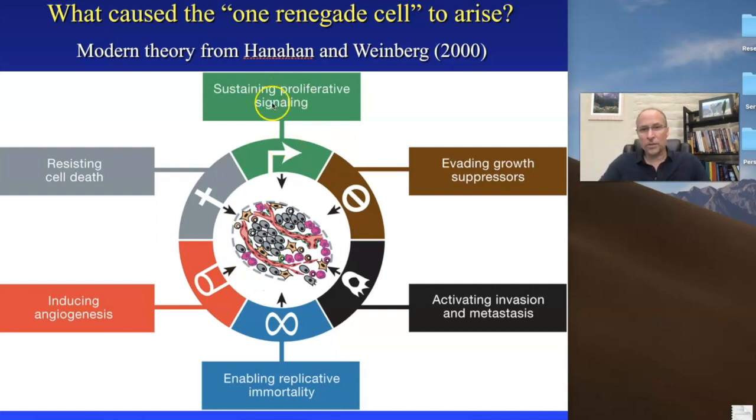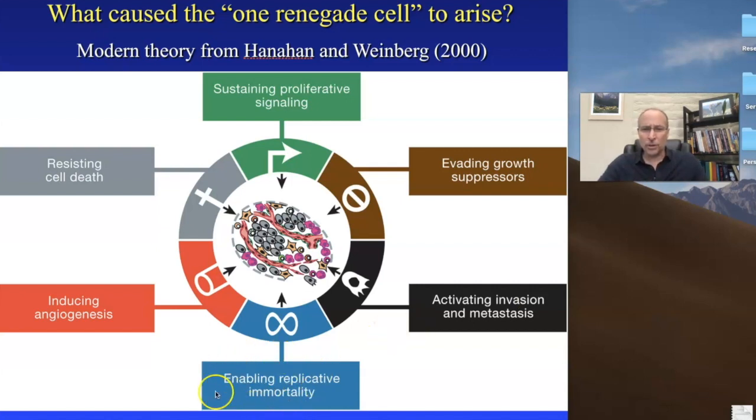And one of them is they have to be sustaining their proliferative signaling. They have to evade growth suppressors, whatever those mean. They have to activate the invasion and metastatic processes. That requires changes in the cells of the cytoskeleton. It requires changes in the way the cell is able to adhere to other cells next to it.